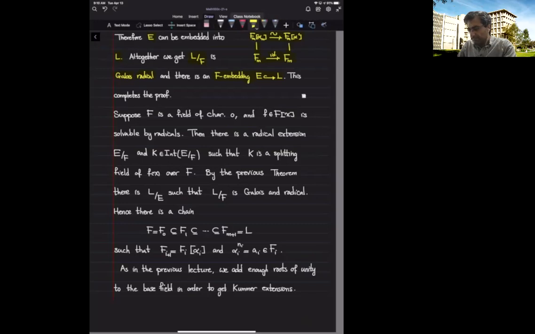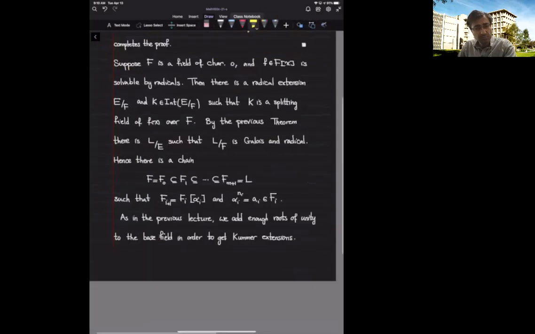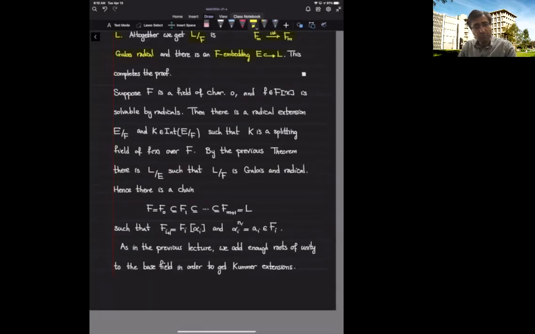Okay, so let's see how it can help us. What was the goal? Why did we prove this theorem? Why do we care about having a lot of symmetries in our field extension? At the end of the day, we want to understand polynomials that are solvable by radicals. So that's why we studied radical extensions.